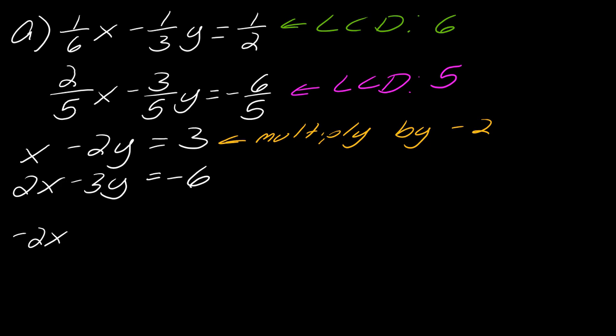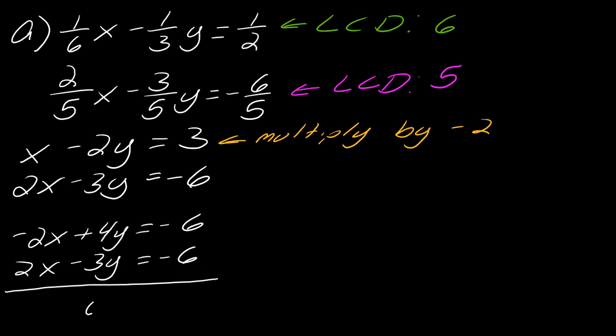In doing this, I get -2x plus 4y equals -6, and 2x minus 3y equals -6. So now if I eliminate, I can just add straight down and I get y equals -12.